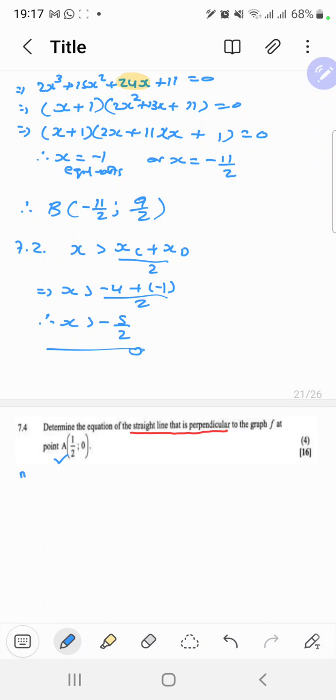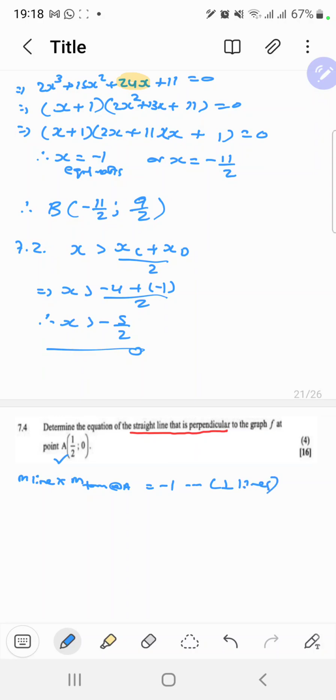So we can say the gradient of the line multiplied by the gradient of the tangent at A must be -1, right? These are perpendicular lines. Great stuff.